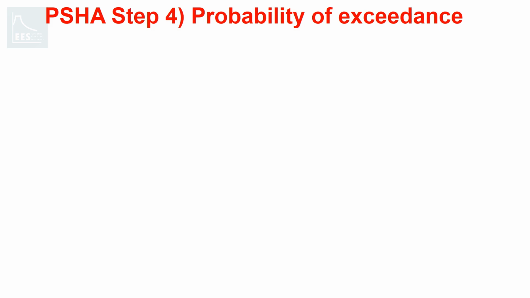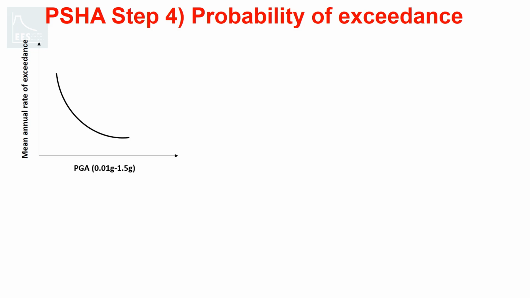So once we have computed the mean annual rate of exceedance for a range of PGAs, we can plot the PGA in the x-axis and mean annual rate of exceedance in the y-axis. When you have done this, we get a curve like so.